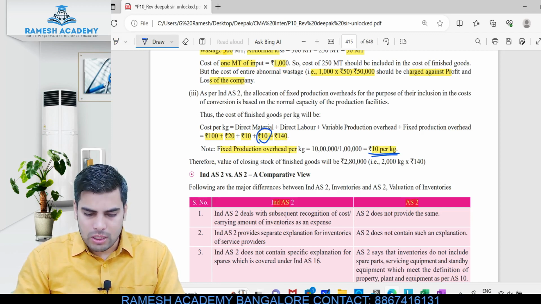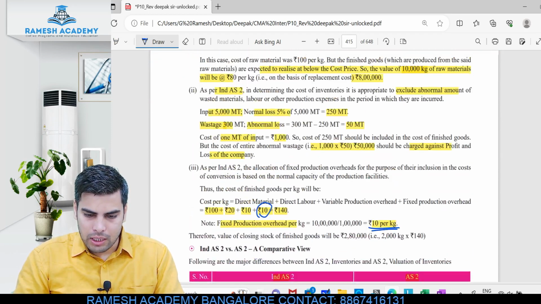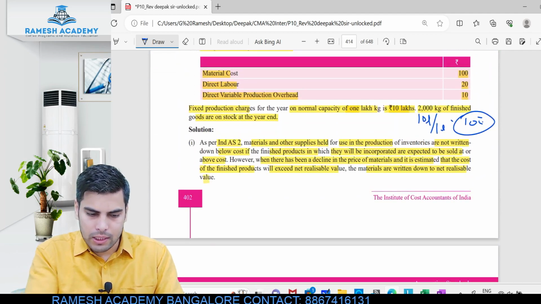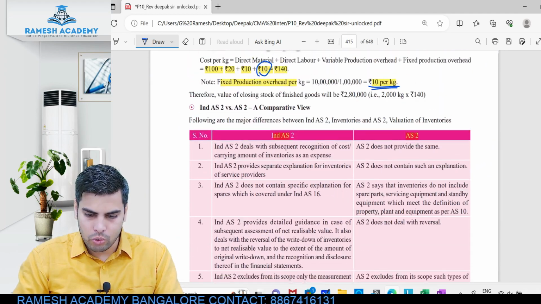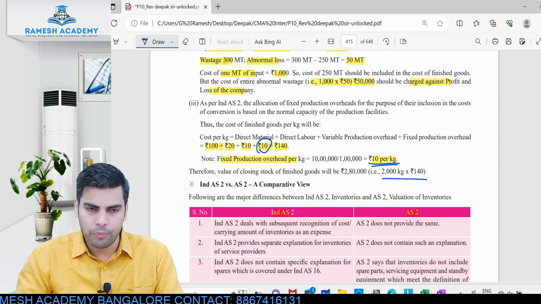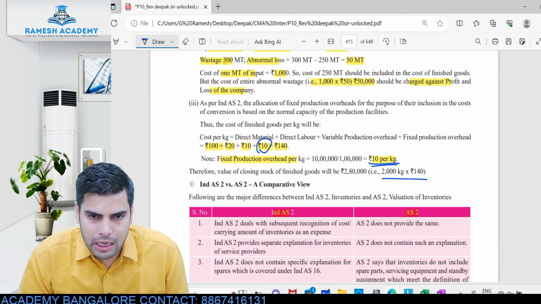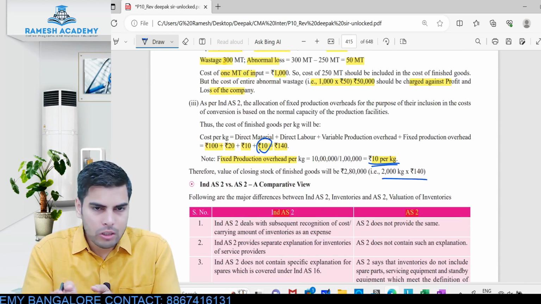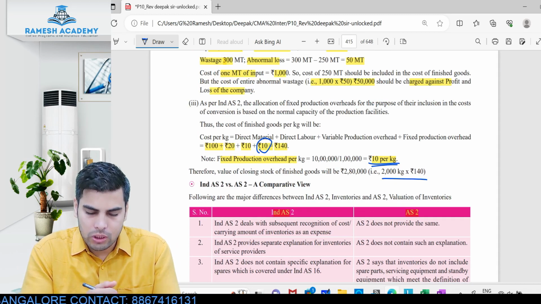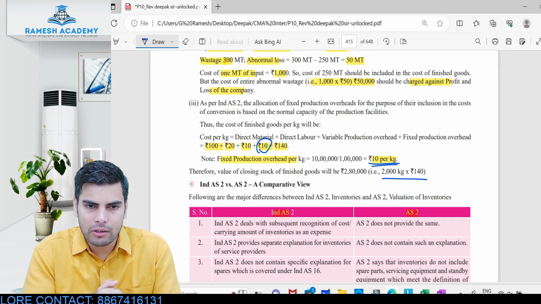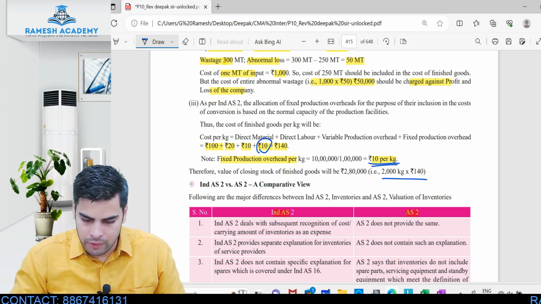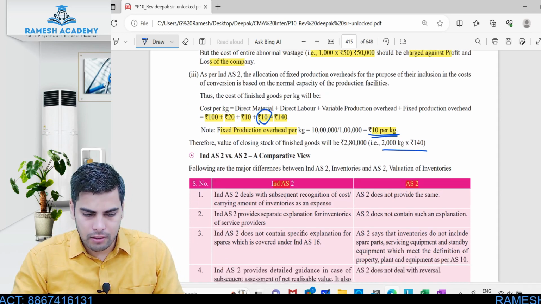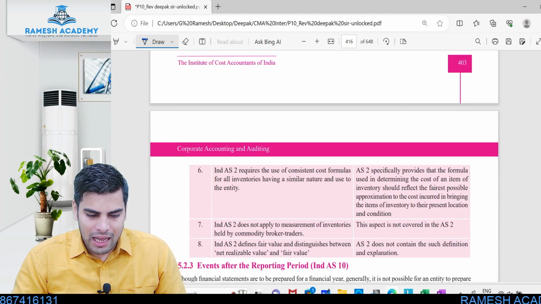So how much is the inventory? Inventory what we have got is 2000 kgs, right? So 2000 kg of goods are in stock. So 2000 into 140 is what we need to do. The inventory of 2000 kg into the cost per unit of 140 would be 2,80,000. 2,80,000 rupees would be the value of the inventory. Is this clear? Now let's talk about the last discussion.